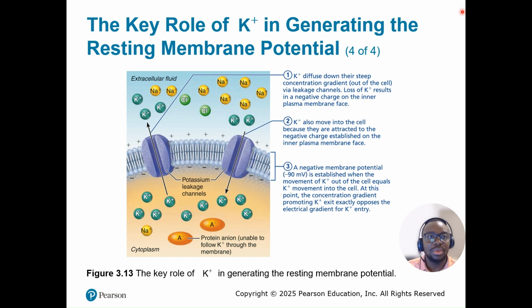In step 2, potassium ions also move into the cell because they are attracted to the negative charge established on the inner face of the plasma membrane. In step 3, when the movement of potassium ions out of the cell equals the movement of potassium ions into the cell, a negative membrane potential of negative 90 millivolts is established. At this point, the concentration gradient promoting the exit of potassium ions exactly opposes the electrical gradient for the entry of potassium into the cell.